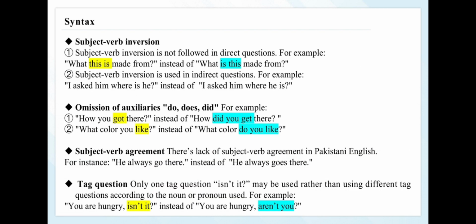Syntax. Subject-verb inversion. For example, what this is made from, instead of saying, what is this made from? I ask him where is he, instead of saying, I ask him where he is. Omission of auxiliaries. For example, how you got there, instead of saying, how did you get there? Subject-verb agreement. For example, he always go there, instead of saying he always goes there. The tag question is only, isn't it? For example, you are hungry, isn't it? Instead of saying you are hungry, aren't you?